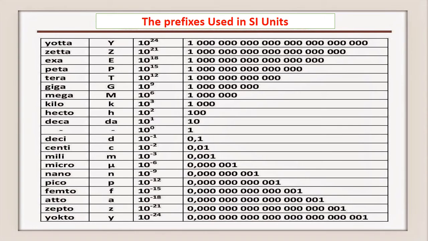The small quantities are represented by milli, micro, nano and pico. Milli is 10 raised to minus 3 and represented by m. Micro is 10 raised to minus 6 and represented by mu. Nano is 10 raised to minus 9 and represented by n. Pico is 10 raised to minus 12 and represented by p. 1 Pascal is written as 1 Pa and is equal to 1 Newton per meter square.